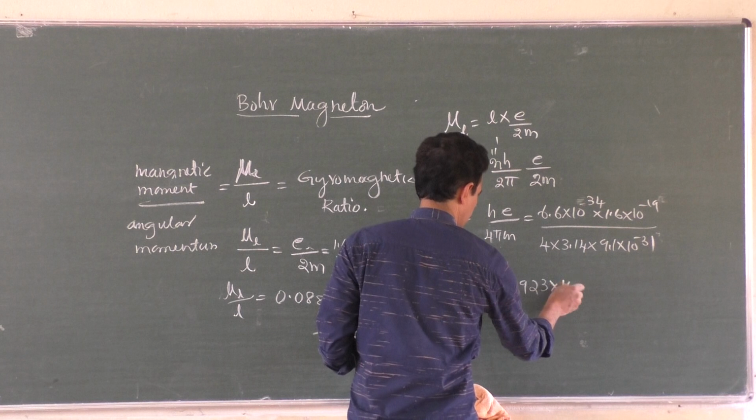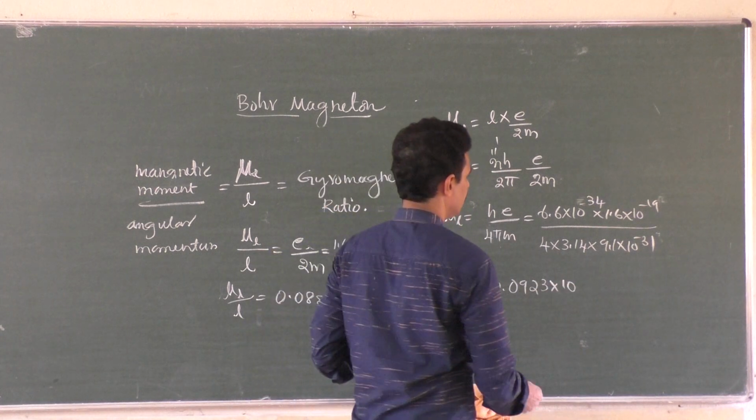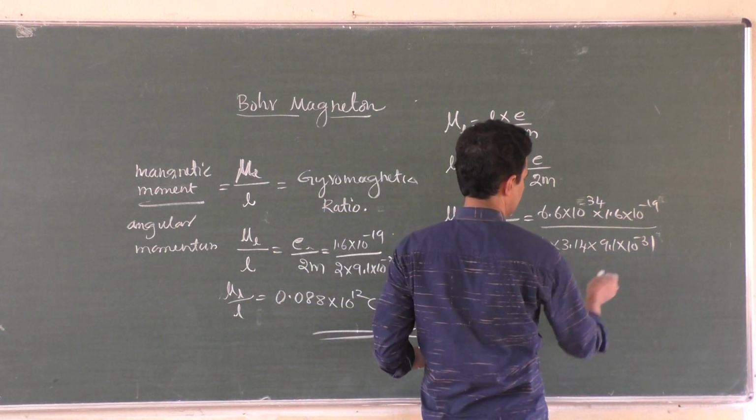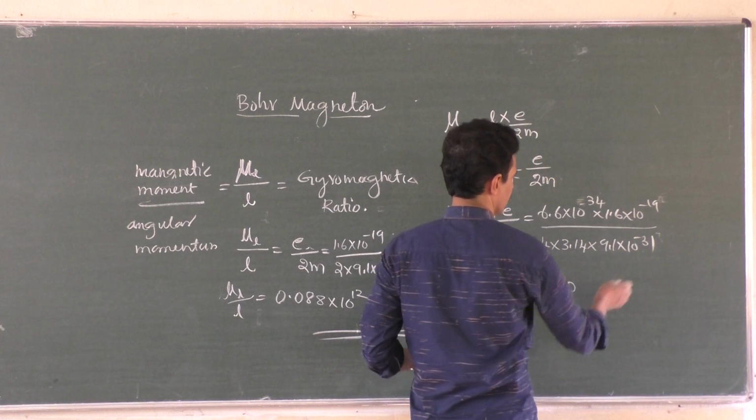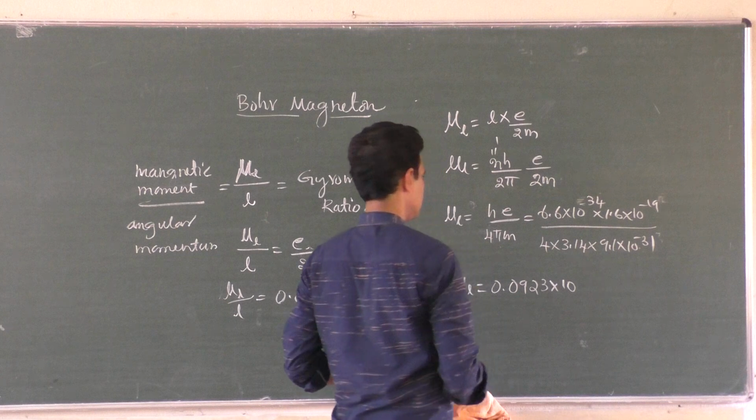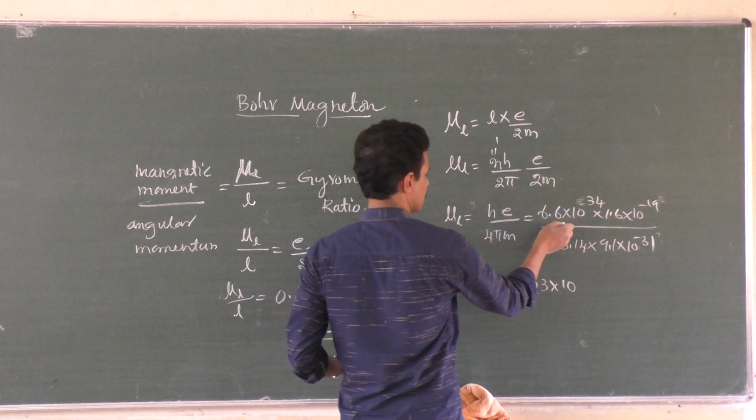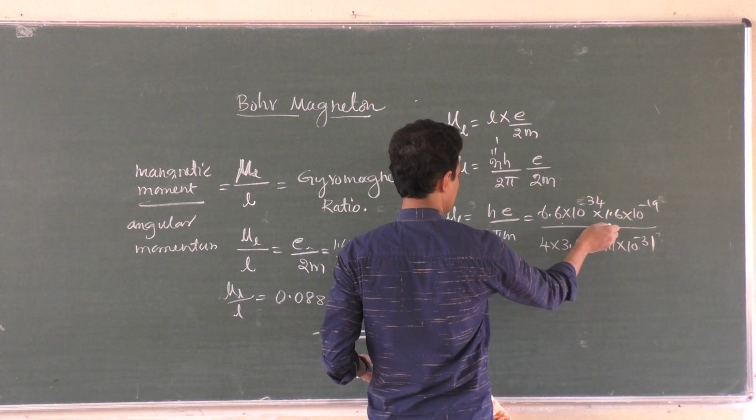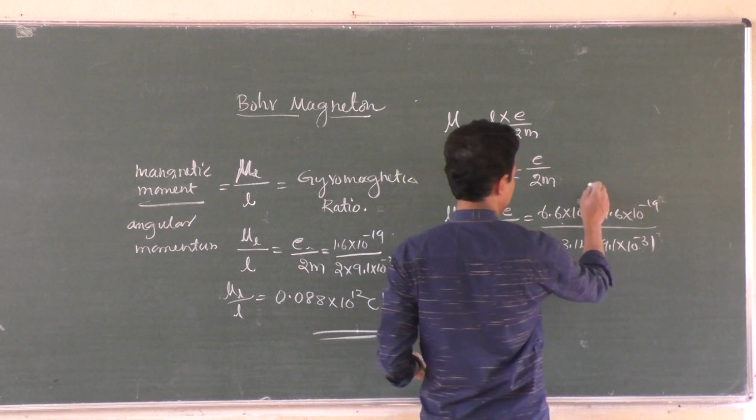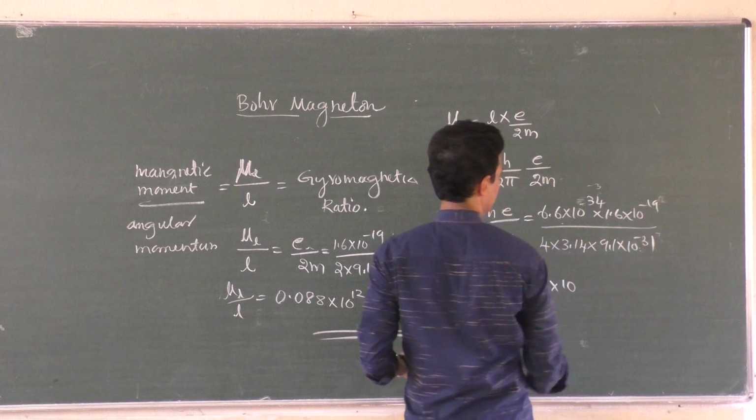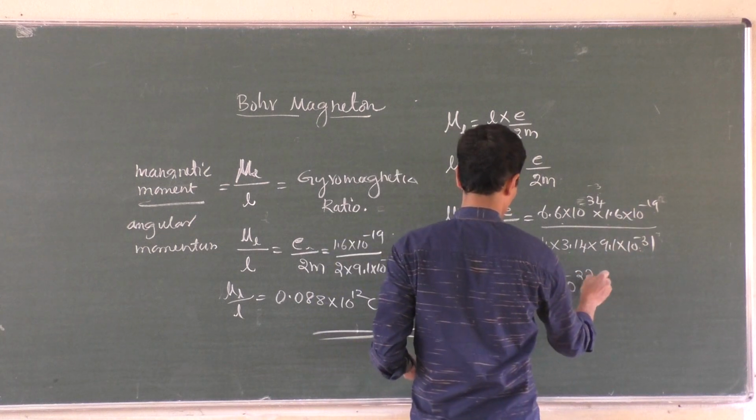0.0923 into 10 to the power. So here we have minus 31 plus 31 minus 3, right? Did I substitute everything? h Planck's constant, e charge of the electron 1.6 into 10 to the power minus 19, mass of the electron. Plus 31 becomes minus 3, and minus 3 plus 9, minus 22.